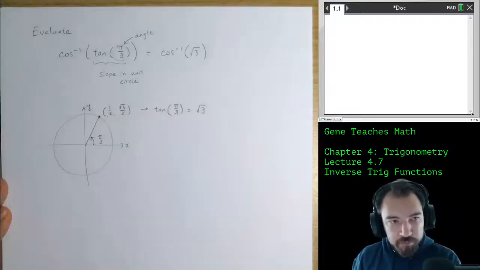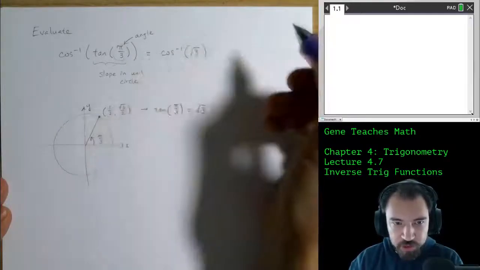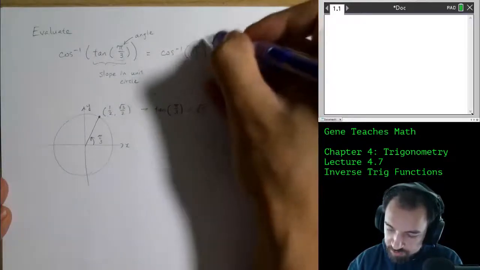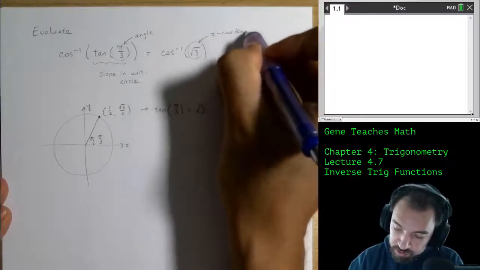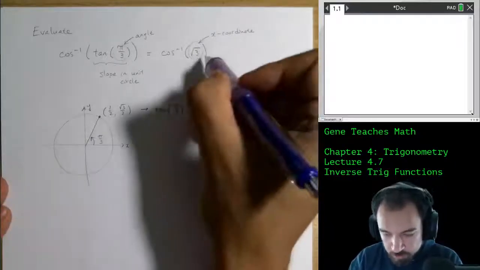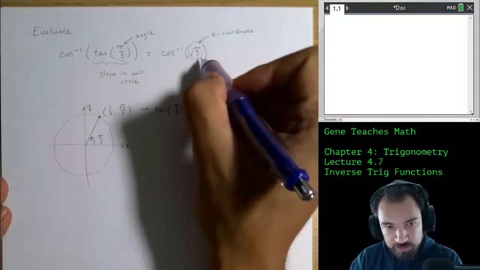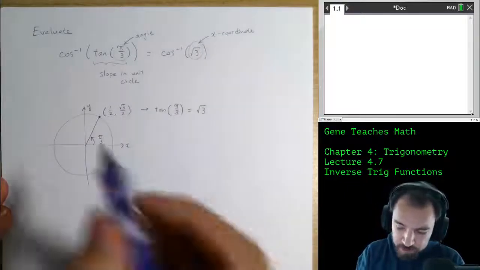square root 3. Okay. So now this is supposed to be the input for the cosine inverse function, which means this value is supposed to represent the x coordinate in the unit circle. However, square root of 3 is a number that's bigger than 1. Specifically, this is 1.7320508, and so on. Okay.